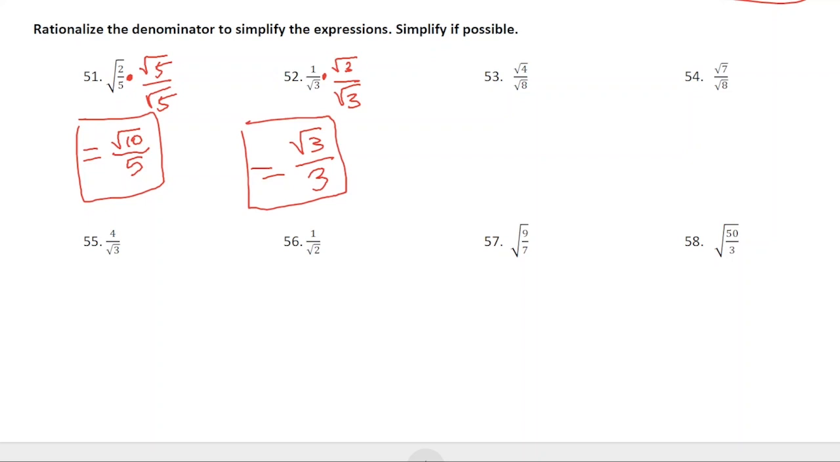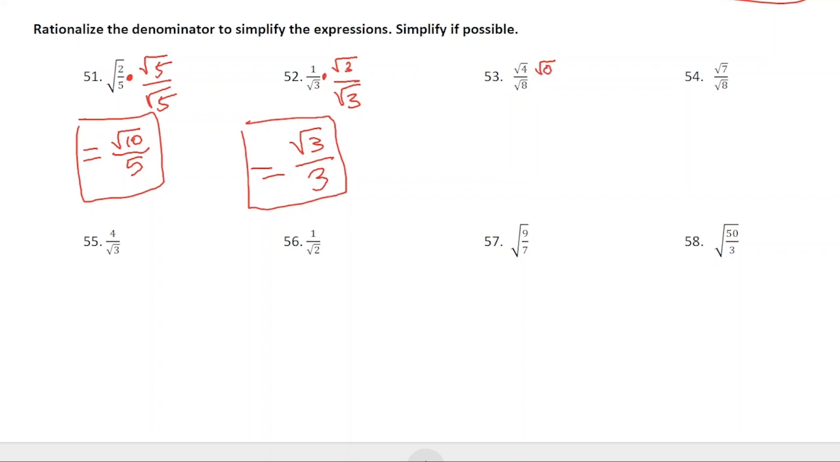Once you get the hang of this whole rationalizing thing, it becomes pretty easy, especially when there's nothing to simplify underneath the radical. For number 53, we've got, well, square root of 4 is just 2. Okay, so that's pretty straightforward. Let's go ahead and just multiply both by, well, should we?